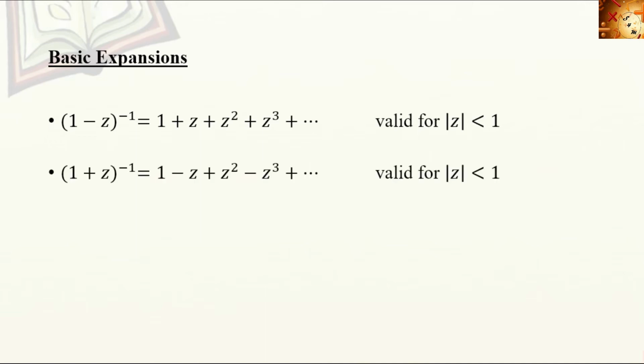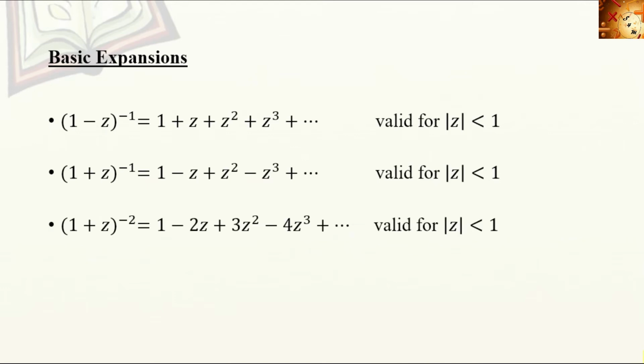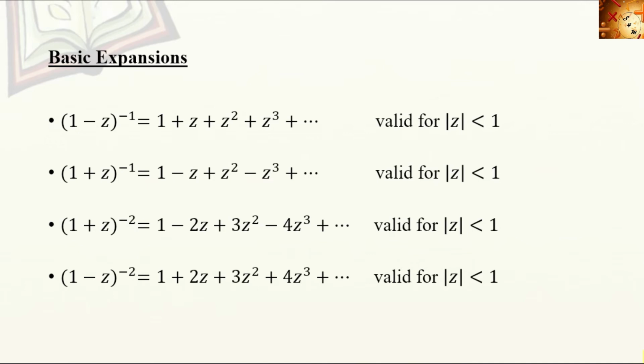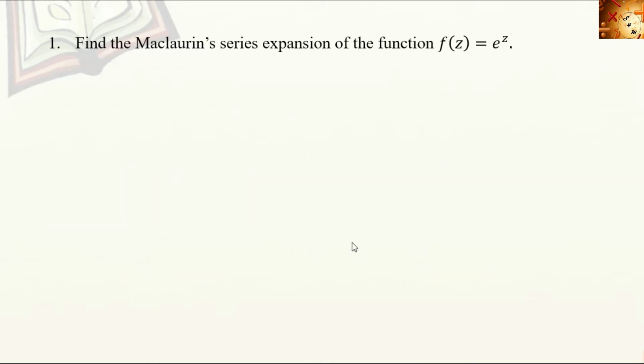Next one, (1 plus z) whole raised to minus 1, that is equal to 1 minus z plus z square minus z cube plus etc. Next, (1 plus z) whole power minus 2, that is 1 minus 2z plus 3z square minus 4z cube plus etc. Like that, (1 minus z) whole power minus 2 is 1 plus 2z plus 3z square plus 4z cube plus etc. All these expansions are valid for mod z less than 1. These are some important results. Next, we are moving to problems.